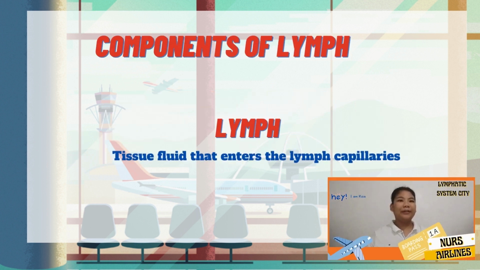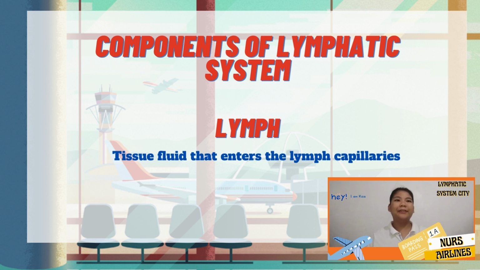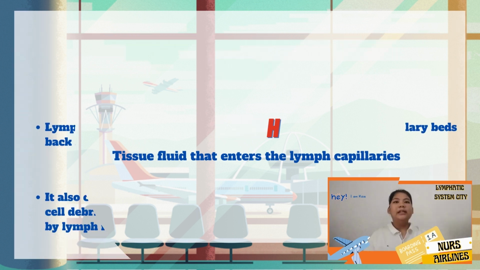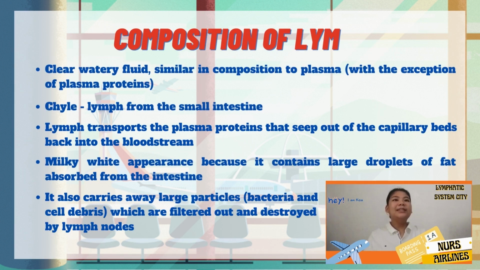Welcome to Lymph Town, one of the safest towns around. Our town lymph is simply a tissue fluid that enters the lymph capillaries. We commonly refer to lymph as the fluid that flows throughout the lymphatic system, which helps maintain fluid balance and remove bacteria from tissues. Now, our little town lymph is composed of many different things.